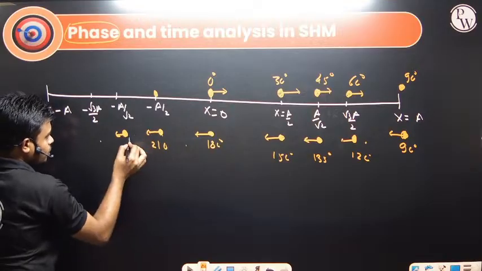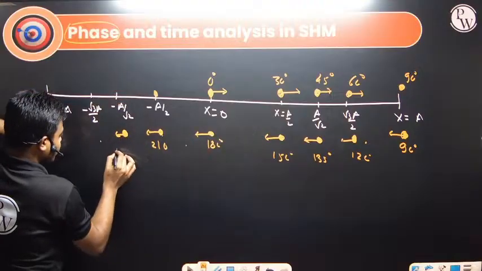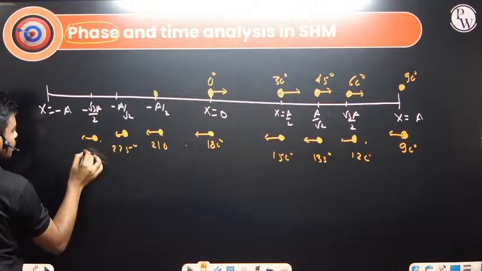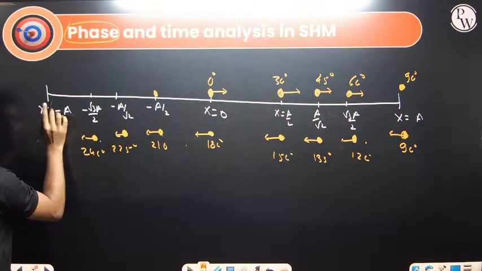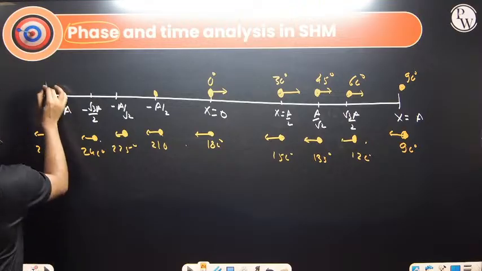So if you talk about this 210, the difference here is 15 degree, here also the difference would be 15 degree, so this will be 225 degree. When the particle reaches this particular point, this will be 240 degree. 240 plus 30, how much? That is 270 degree. Okay, again it will be 270 degree.